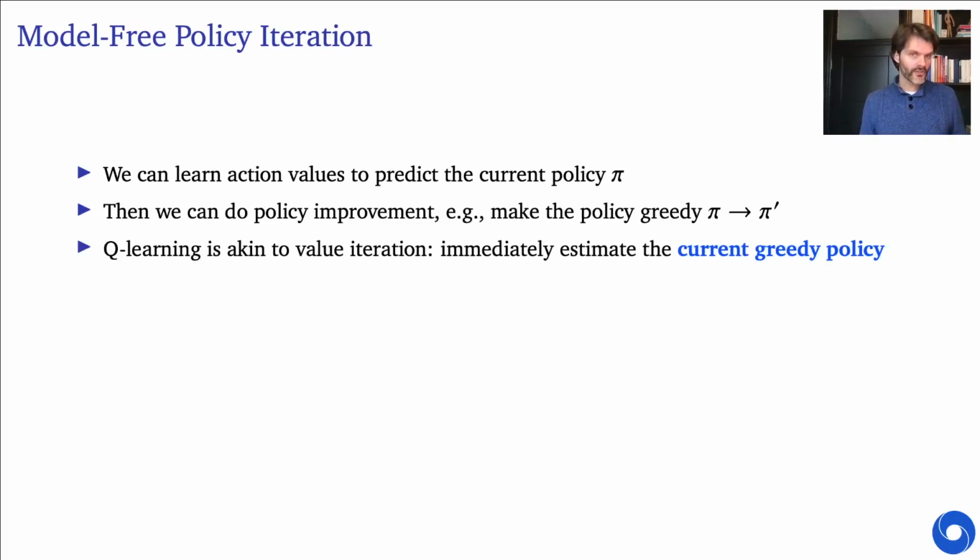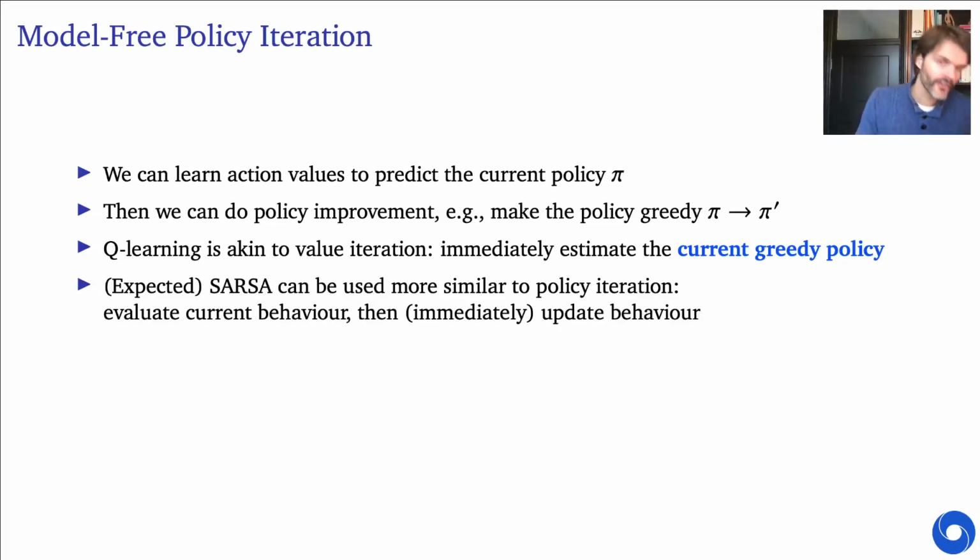Then we talked about Q-learning and noted that this is akin to value iteration, where instead of having a separate phase where we maybe evaluate a policy over some time and then make it greedy or improve it, we could also do this in a very tight loop where we immediately make the policy greedy on every step. So when we update our action values, the policy can change immediately. Q-learning is a model-free algorithm that is very akin to this value iteration idea.